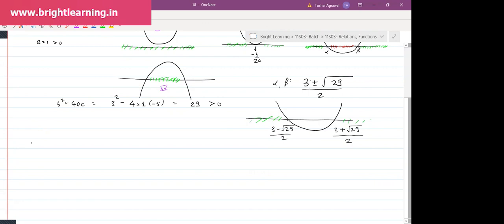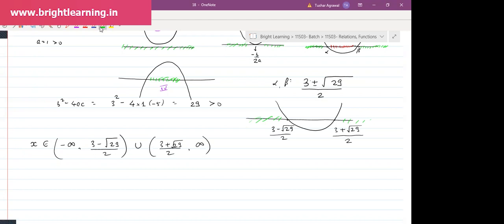So x belongs to minus infinity to 3 minus root 29 upon 2, open, because I want strictly greater than 0, union 3 plus root 29 upon 2 up to infinity. This will be the answer.